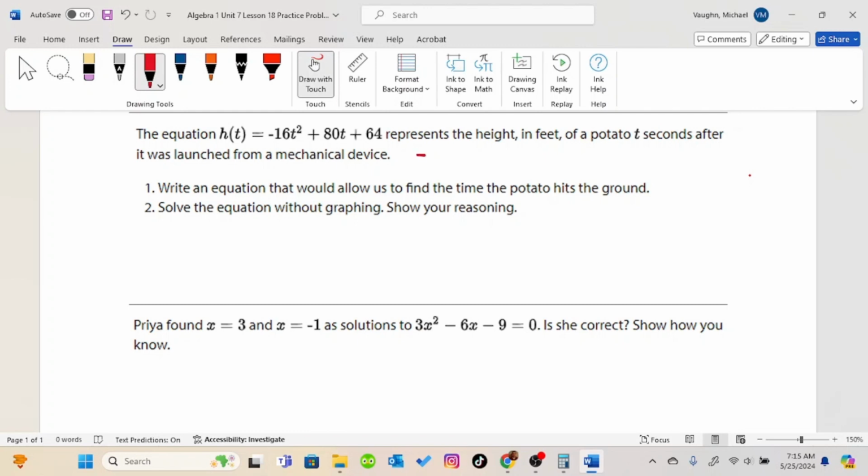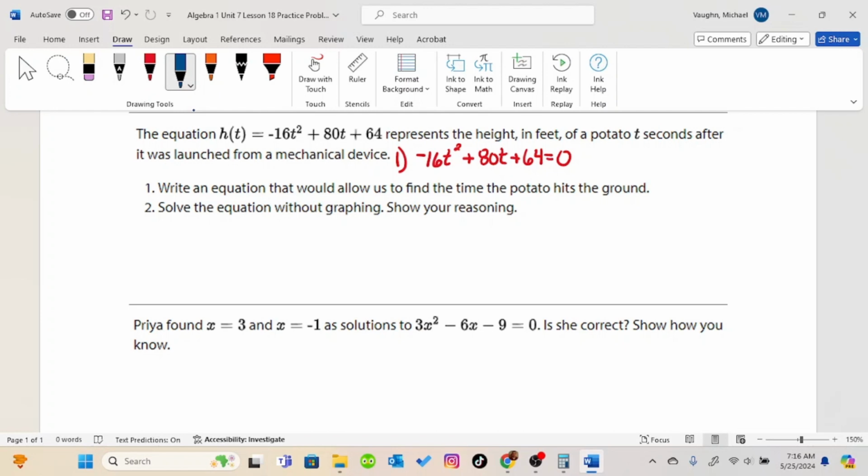So we could write negative 16t squared plus 80t plus 64 equals 0. This equation would allow us to find the time when the potato hits the ground. Number 2, solve the equation without graphing and show your reasoning.